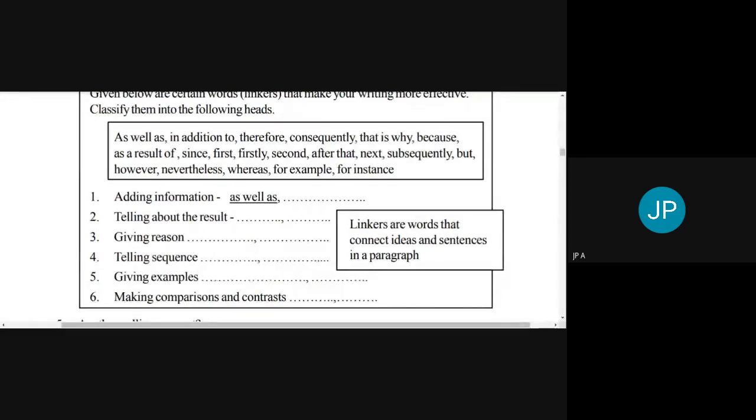I was hungry since I did not eat in the morning. I was hungry because I did not eat in the morning. Since and because have the same meaning. Therefore can also be used.